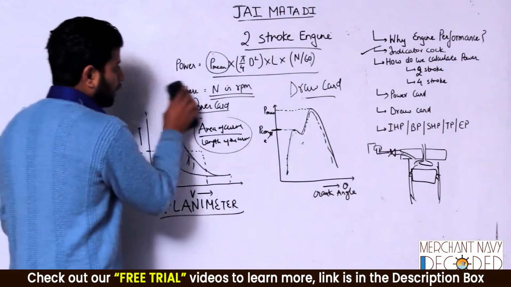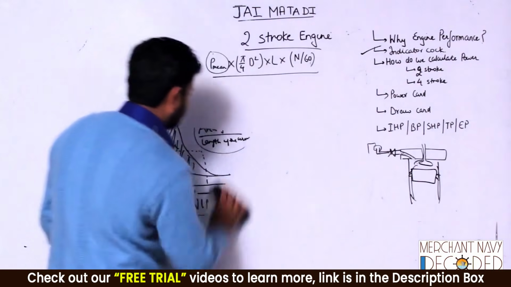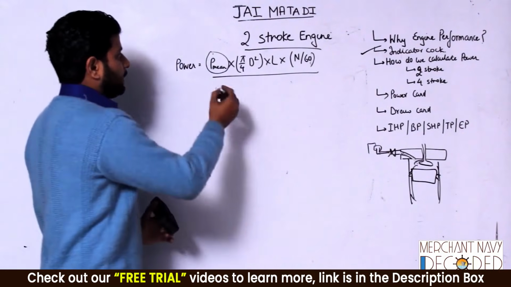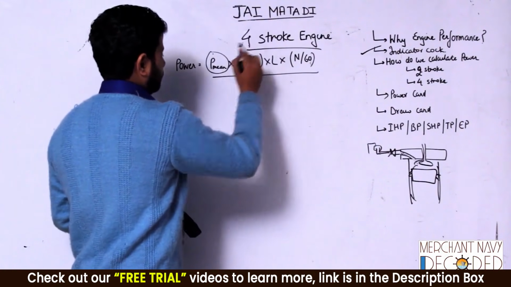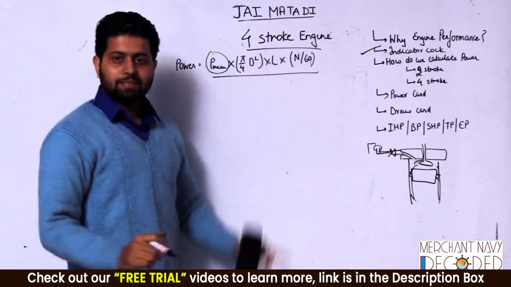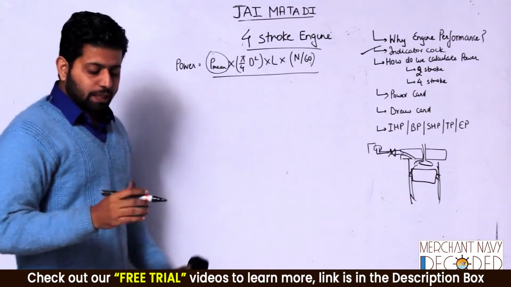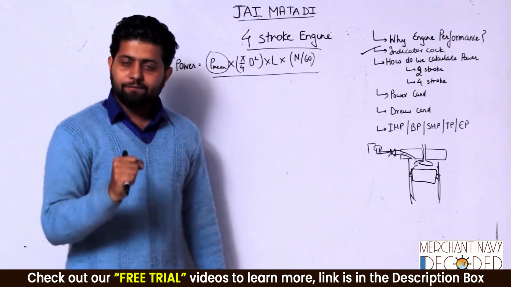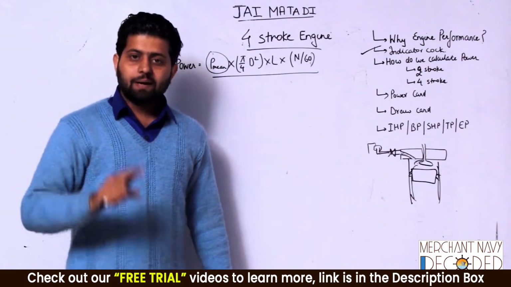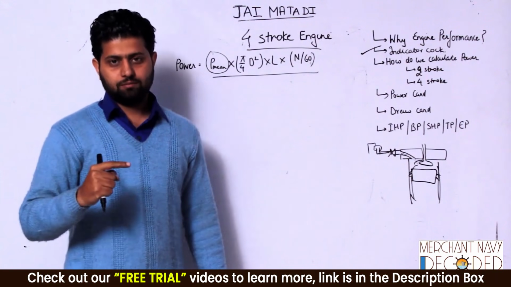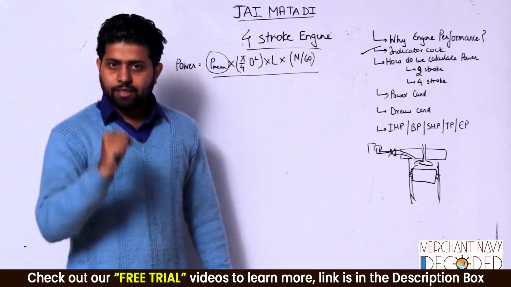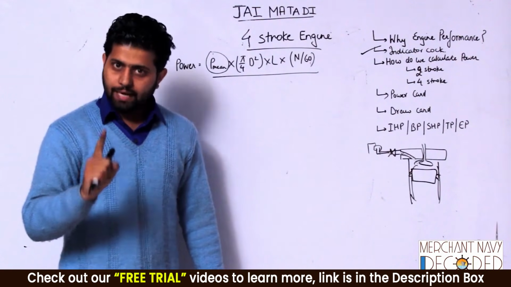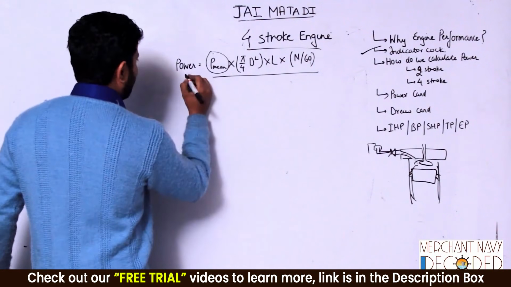Okay, wait. So now, in a 2-stroke engine, we know that power is P mean into pi by 4 d square into L into n by 60, number of revolutions per second. Now what happens is, in a 2-stroke engine, for one crankshaft rotation, every unit is firing once. But when it comes to a 4-stroke engine, for every unit, for every revolution, each unit is firing half the time. Right? So what happens is, in case of power, this is 2-stroke.